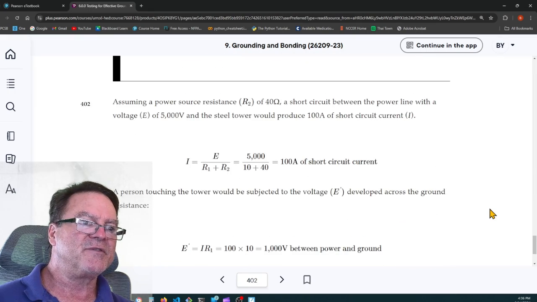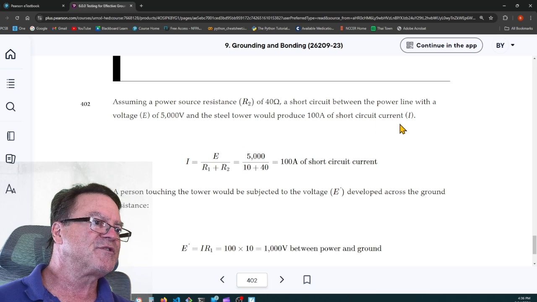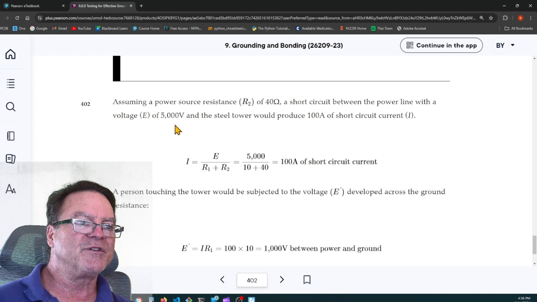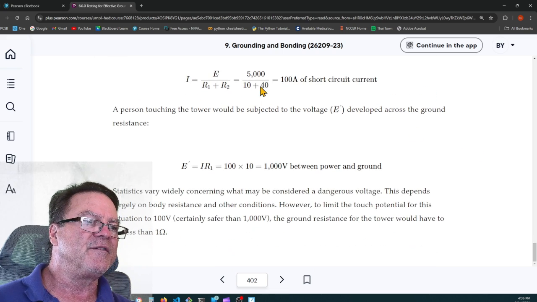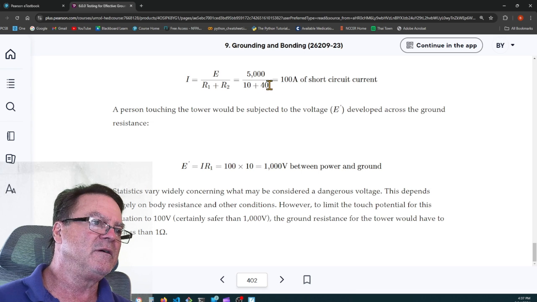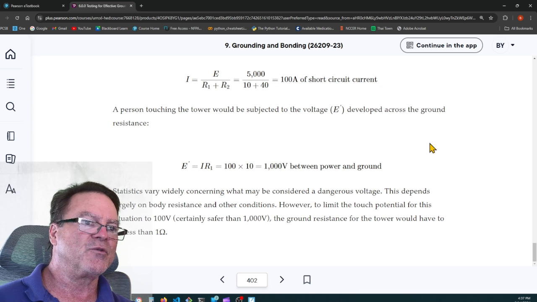I'm not going to read the case history. Assuming a power source resistance of 40 ohms and a short circuit between the power line with a voltage of 5,000 volts and a steel tower would produce 100 amps of short circuit current. Here's their figure. They used math. So they came up with 100 amps of short circuit current.